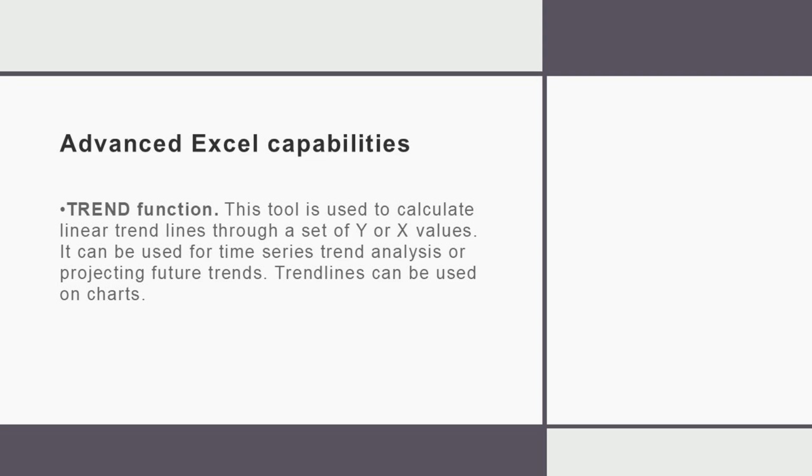Advanced Excel capabilities. Trend function. This tool is used to calculate linear trend lines through a set of Y or X values. It can be used for time series trend analysis or projecting future trends. Trend lines can be used on charts.